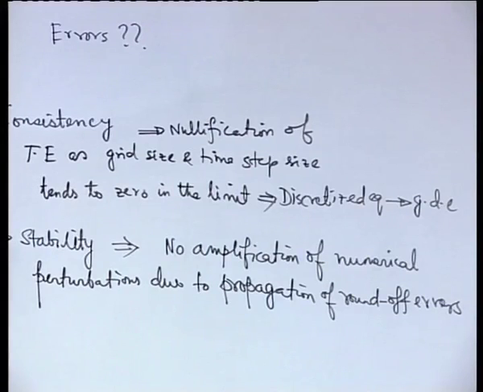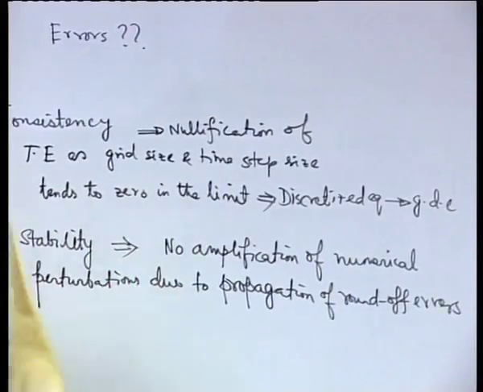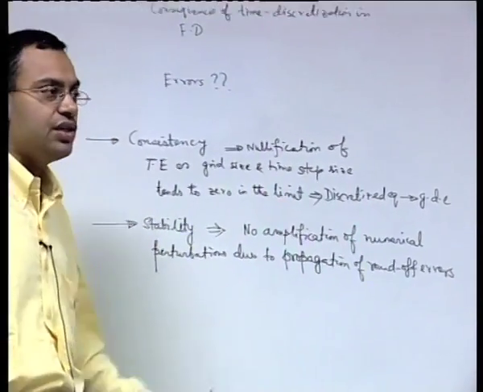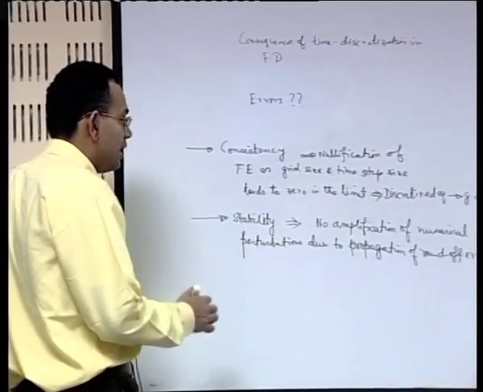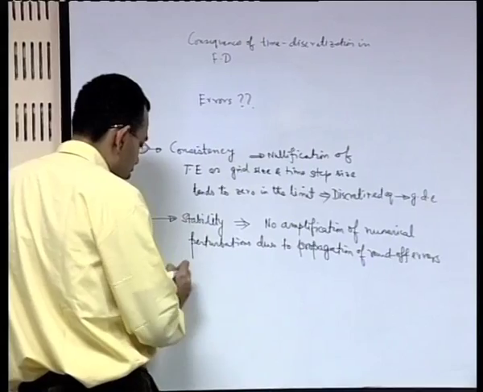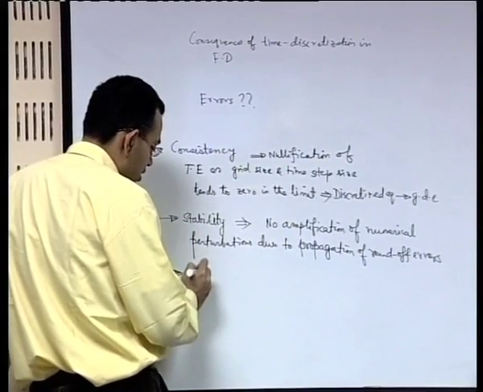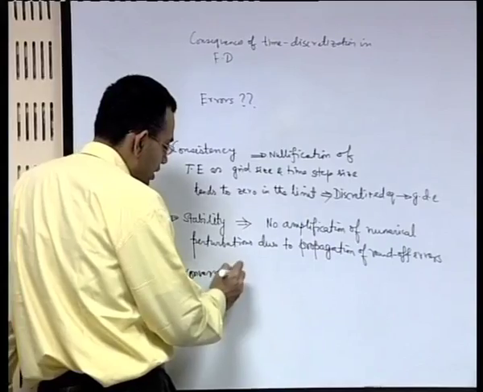So, by ensuring consistency and stability, we are ensuring that the truncation error and the round off error are not creating havoc to the numerical solution. And if that is ensured, then for linear problems you can say that convergence is also ensured. So, the next important terminology is convergence.